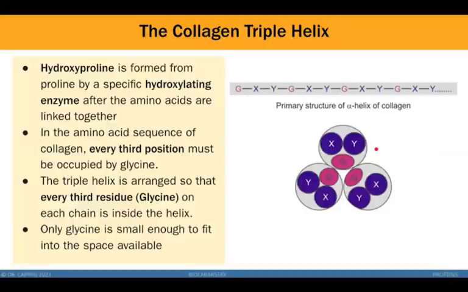Again, emphasizing that glycine occurs every three amino acids in the collagen, and given this arrangement, glycine is located inside the helix. It forms the center of the helix, and the reason why it is located at the center is because glycine has a small side chain, and it is small enough to fit the space available inside the collagen.